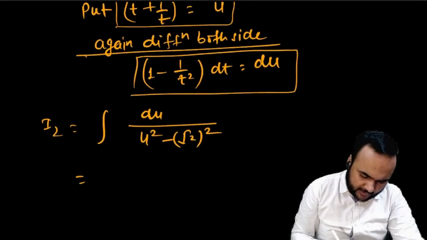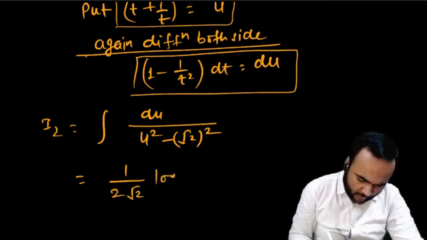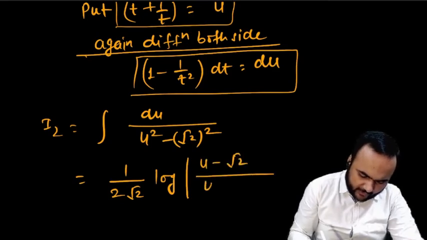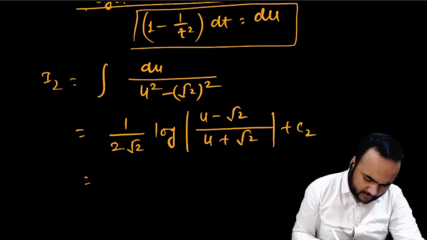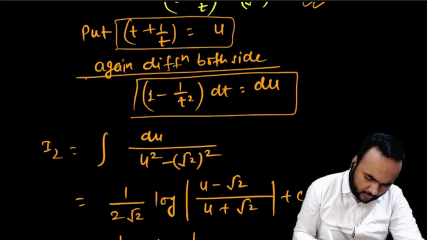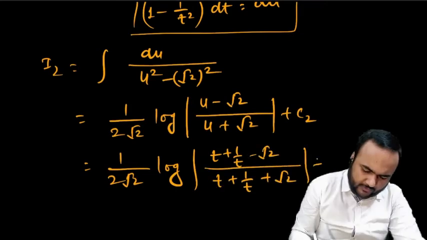Okay, so the integration of this function will be 1 by 2a. In place of a, we will write root 2: log mod u minus root 2 divided by u plus root 2 plus c2. So this integration will become 1 by 2 root 2 log, in place of u we are going to write t plus 1 by t minus root 2 divided by t plus 1 by t plus root 2, plus c2.